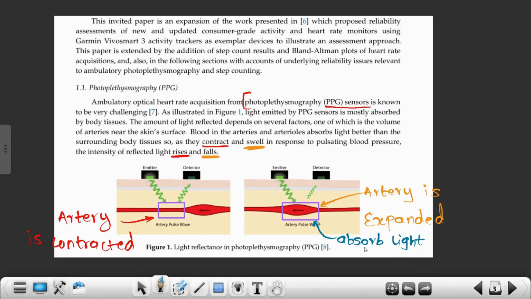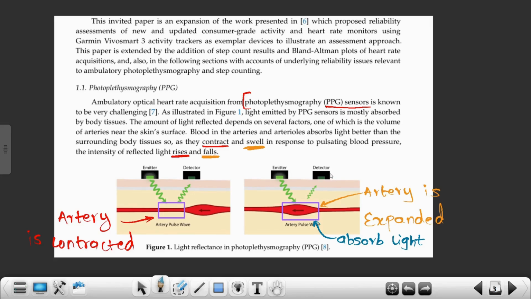Whereas this particular part, the contracted part of the artery, is trying to reflect the light. It is not absorbing that amount of light. Whereas the swelled part, or the part of artery which is expanded, is trying to absorb light, and very little light is reflected back to the detector side. Okay, great. I hope you are able to understand this concept.